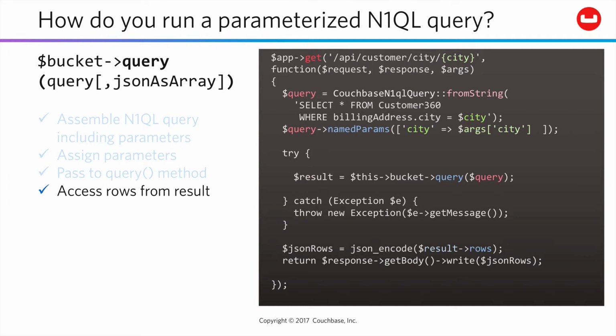In this case, the results are accessed through the rows property. Now, depending on how you set your JSON as array flag, you may or may not need to JSON encode the results here, depending on whether you're working with this data further in PHP as an array, or if you're passing it back as a JSON string to the client. Your mileage will vary as appropriate here.